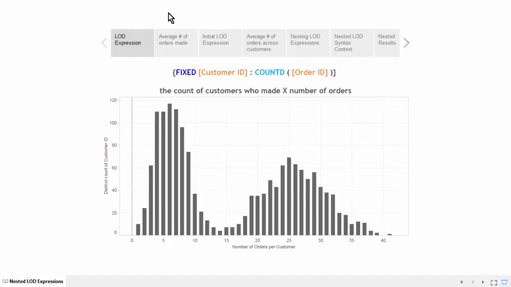Some analysis questions can be quite elaborate. Nesting LOD expressions can help in these complex scenarios. To understand how nested LOD expressions will behave, it's important to know how they're evaluated.